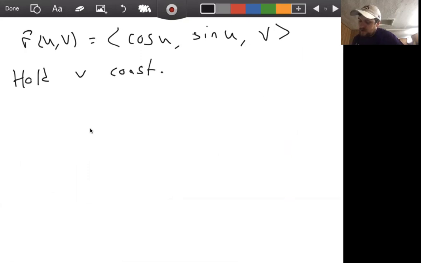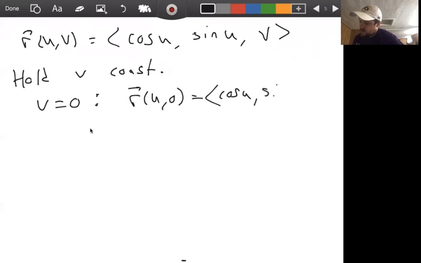And before holding v constant, let's look at some particular v values. Let's look at v equals 0. Well, then r of (u, 0) is (cosine u, sine u, 0). And so we know what this is, right?